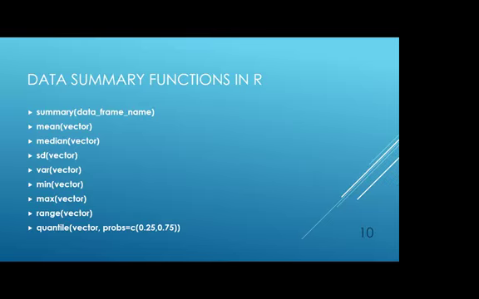I can find mean, median, standard deviation, variance, minimum, maximum, range, quantile. All these things I can find through inbuilt functions. So basically, when you use a summary, it will show you all these things: mean, median, standard deviation, variance, minimum, maximum. Most of these things it will show you.